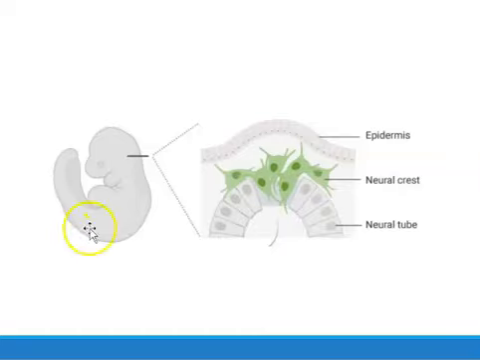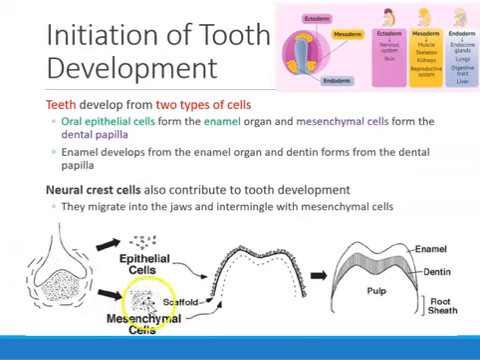Just so we can understand this better, this is the fetus, which will eventually become a beautiful baby. When you look at this fetus, this is the spine, and this is the brain. Over here, where the brain is, there's something called neural crest cells, and these cells go in, go over here, go into the mesenchymal cells, and they work together to make the tooth.